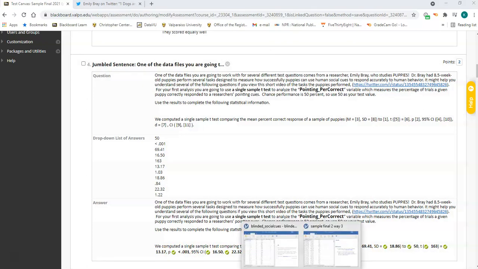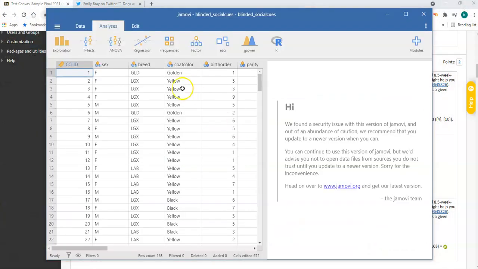So let's go ahead and run it. I already have the data loaded. I did decide that I would show you how to do it just in case somebody needed a refresher, with the one sample t-test.